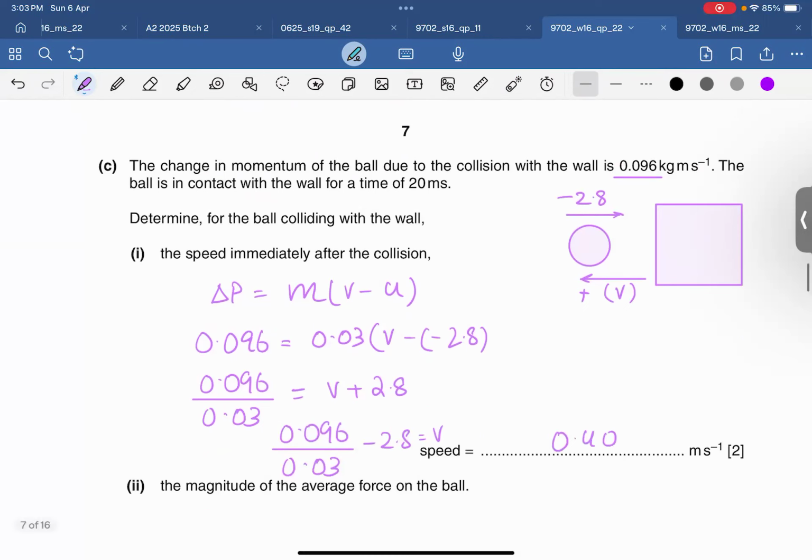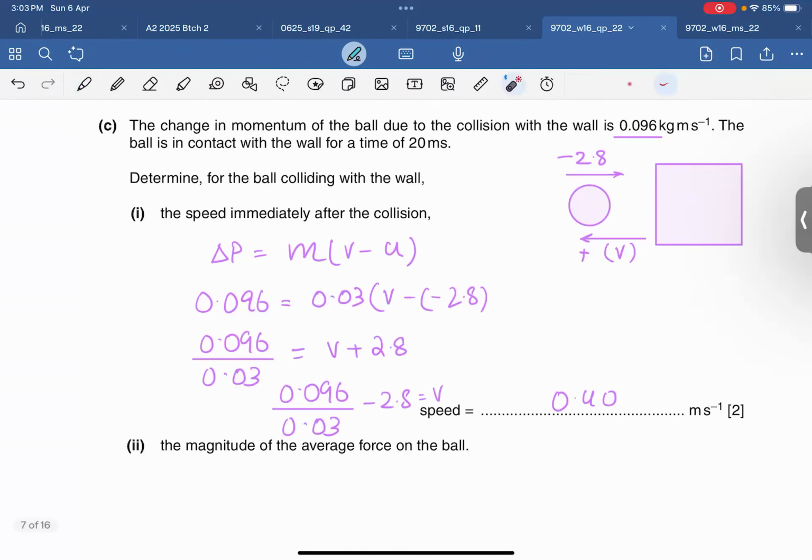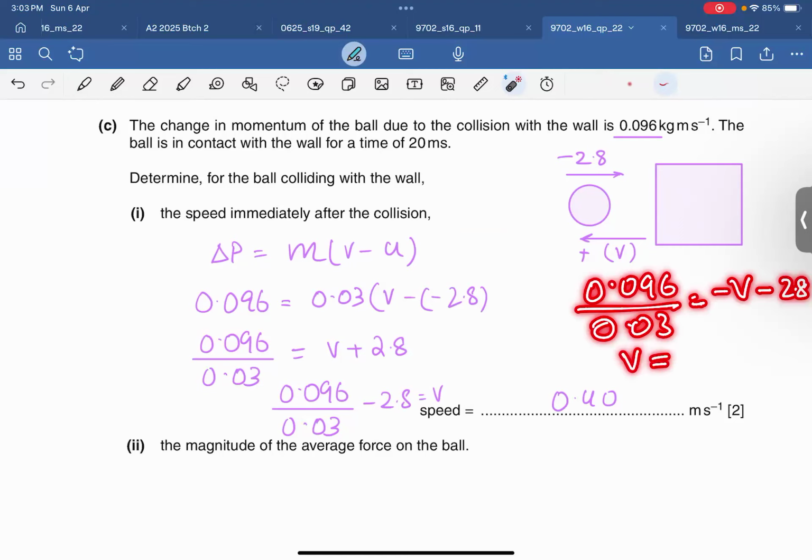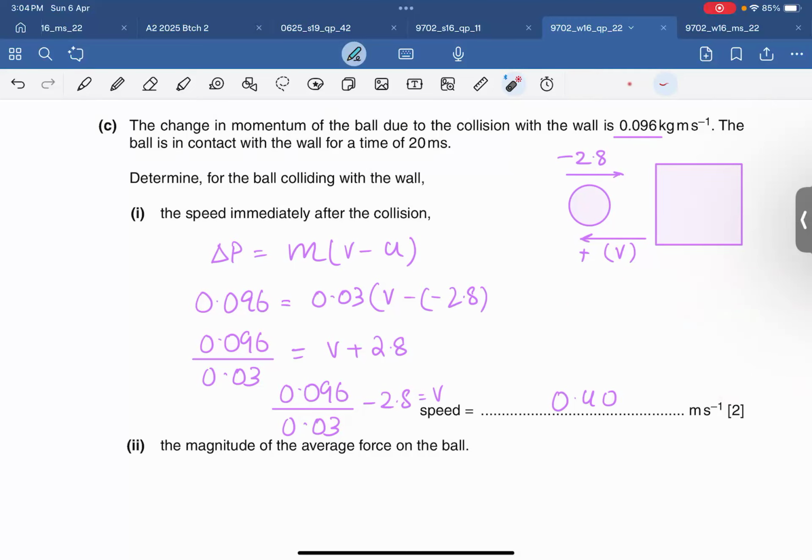By the way, if we do it with a positive sign, so 0.096 divided by 0.03, if we consider the final velocity as negative and the initial velocity as 2.8, then V becomes positive and this equals a negative, and then the whole thing becomes negative, which will add to the overall effect. So it will give you the incorrect answer, by the way, right? Is that clear, guys? Yes.